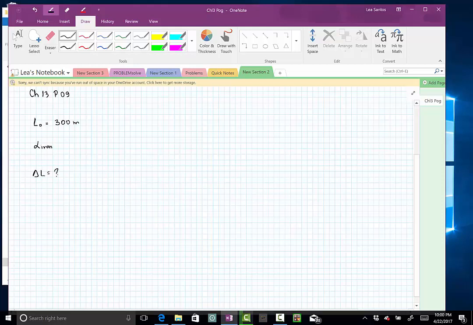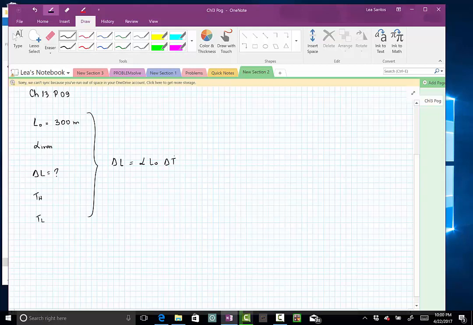Between two very different months, July, when the temperature is high, and they give us the value of this temperature, and January, when the temperature is very low, and they also give us this temperature. Okay, so the problem is not hard. What we need to do is to find delta L. So we just go for this equation. Delta L is alpha, the initial length, and the change in temperature.